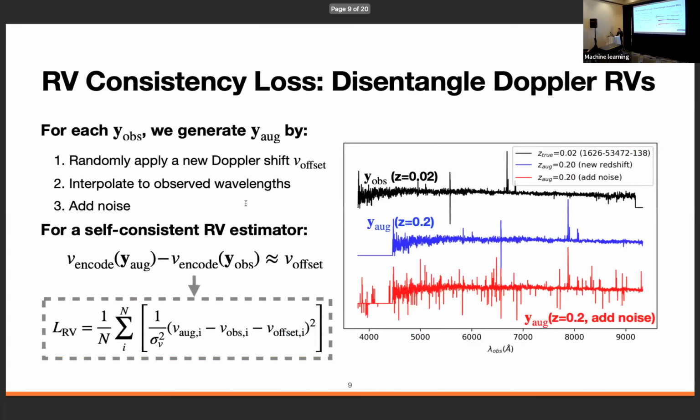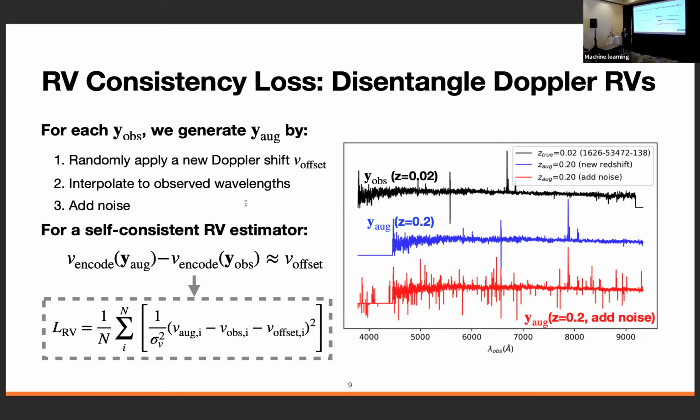So let's get into the core of this algorithm and think about how to teach the RV estimator the Doppler RV, how to disentangle Doppler RVs from some spectral perturbations. For each of the observed spectra, we do not know the true RV, but we can always inject some artificial radial velocity offsets. On the right-hand side, I'm showing a random Sloan galaxy spectrum, which I stole from my previous project. The black one is showing an input spectrum at redshift 0.02. The blue spectrum is when I just artificially stretch the input spectrum and resample it to the observed wavelength. Finally, we add some random noise to random locations to mimic some instrumental glitch that might confuse the encoder and help to train a more robust encoder.